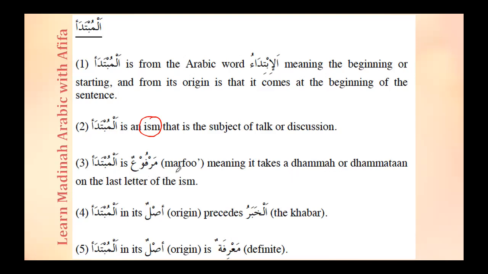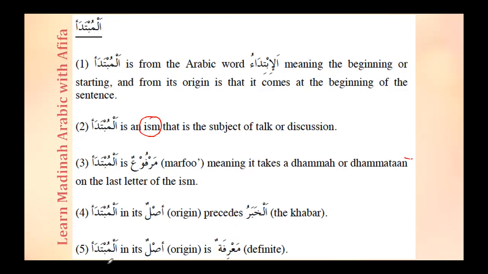And mubtada is marfu'un, meaning it takes a dhamma or dhammatan on the last letter. So one dhamma or two dhamma. Dhammatan means two dhammas, which is a tanween. So al-mubtada'u in its origin, as we will study in the beginning, this will always be the case. The mubtada will always come before the khabar. Let's not worry about the few exception cases where the mubtada may come later. For now, that's what you need to know. The mubtada will always come before the khabar.